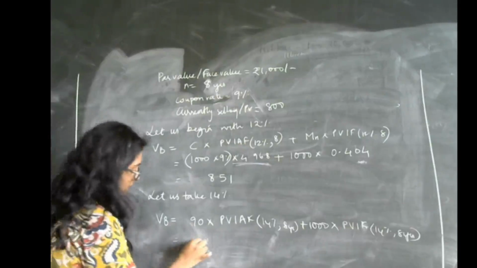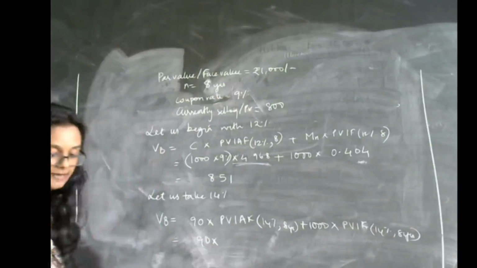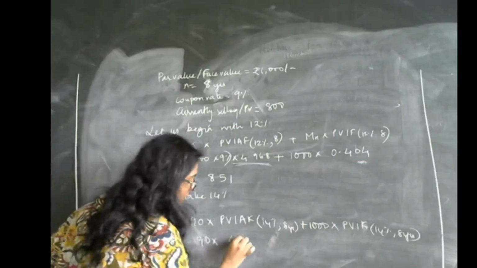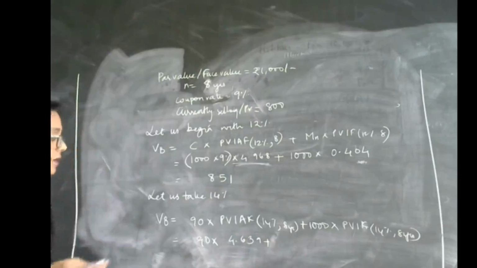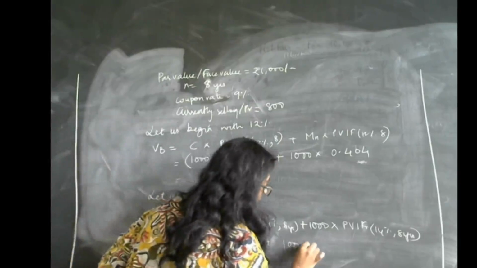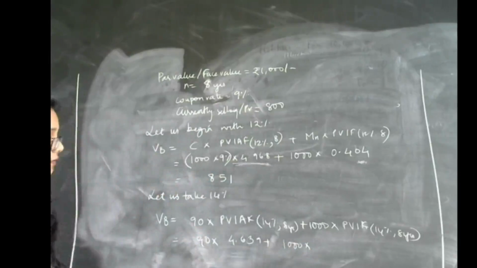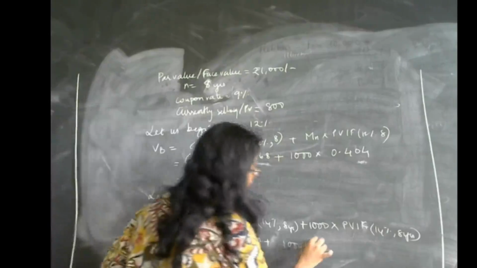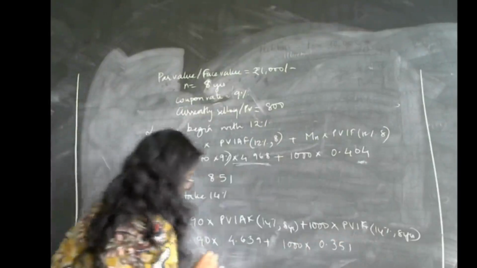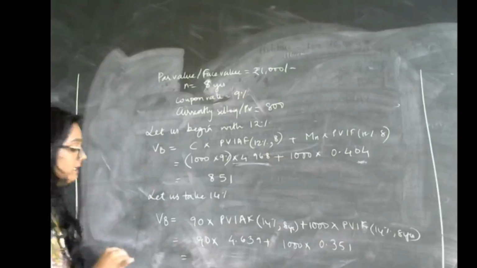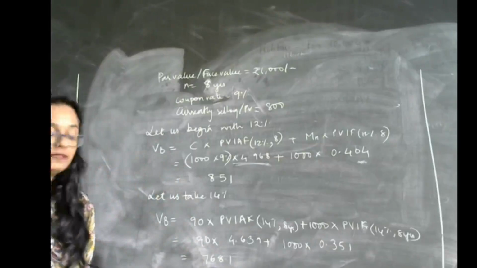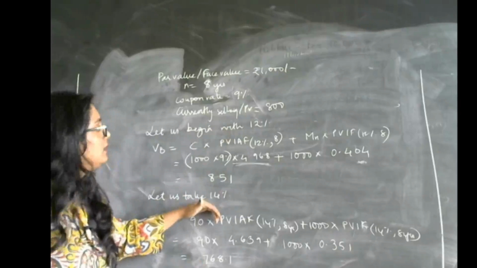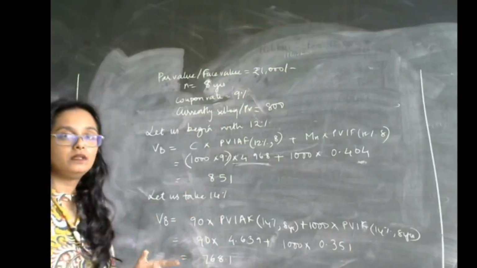How much is it coming to? 90 multiplied by the present value annuity factor, which is 4.639, plus 1000 multiplied by the present value interest factor for 14% at 8 years, which is 0.351. So the total amount is coming to around 768.1. It is coming too low. We skipped from 12 to 14, so now let us try 13 also.